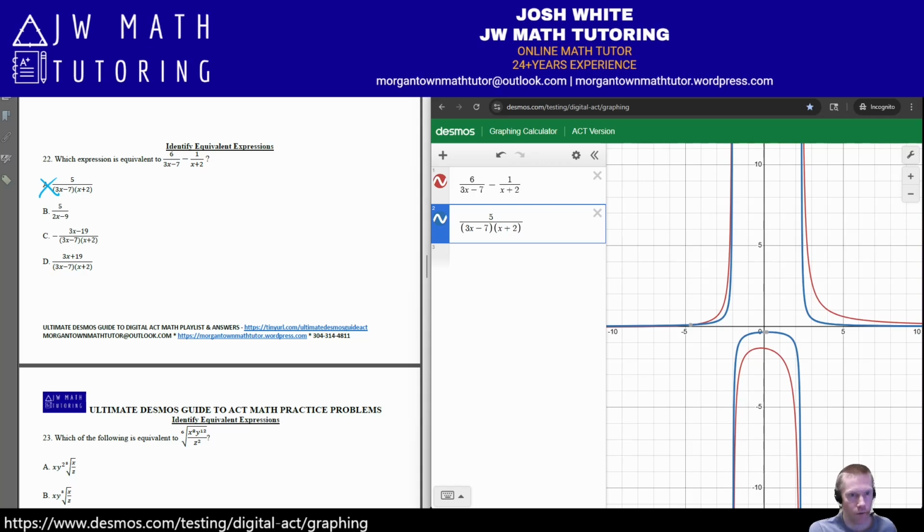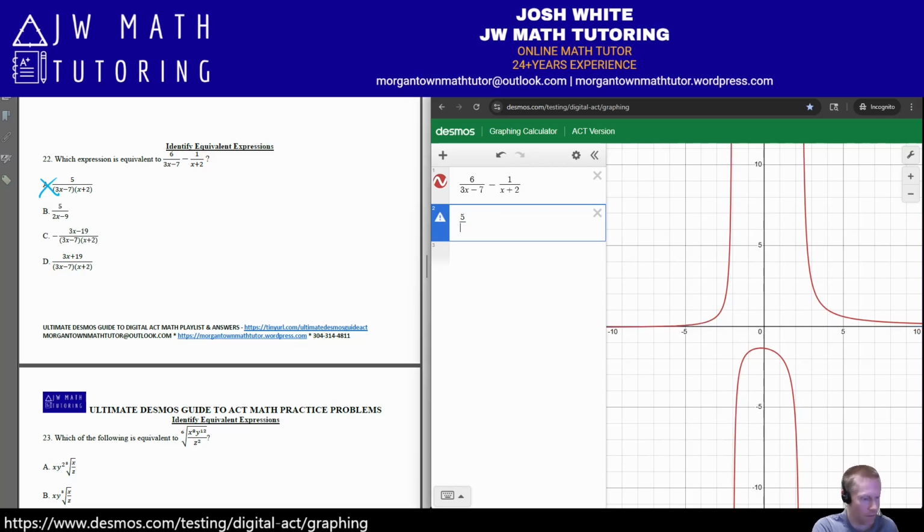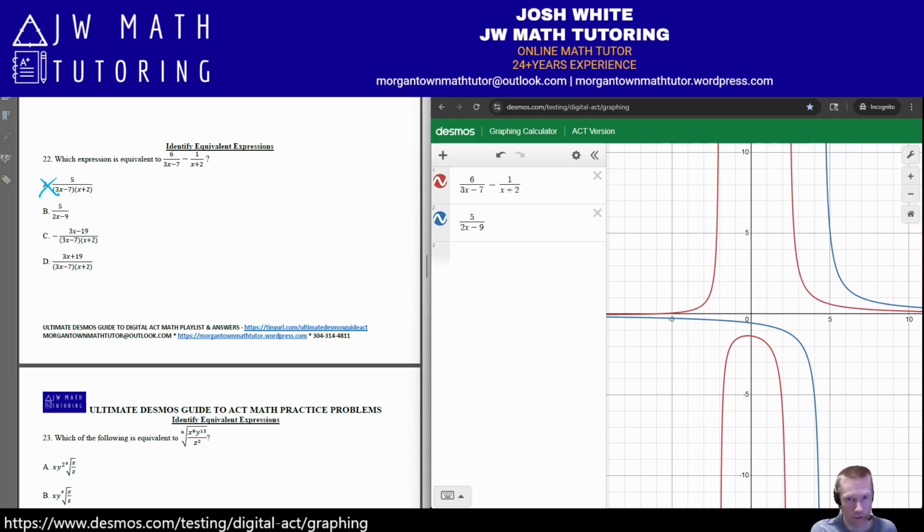All right, now if I want to check the next one, notice all I need to change is the denominator on the bottom. Okay, notice these two graphs do not overlap, really at all. Therefore, that is not going to be the correct answer. And then we have two to check here at the end. So either the first one is correct and that is our answer, or if it's not, then it's the other one by process of elimination.